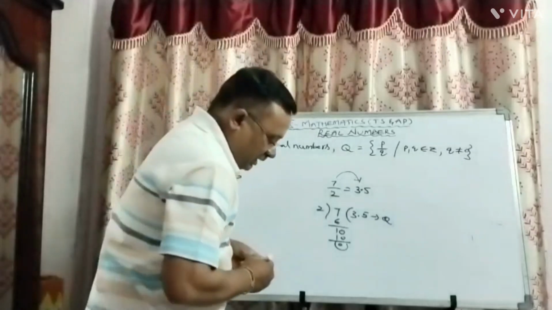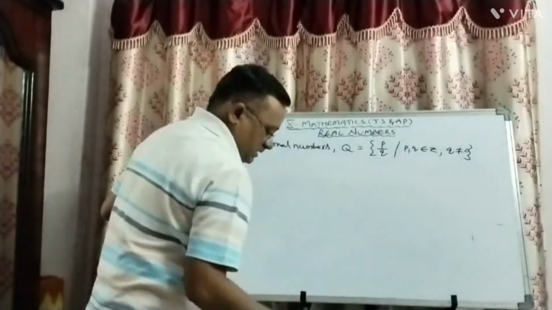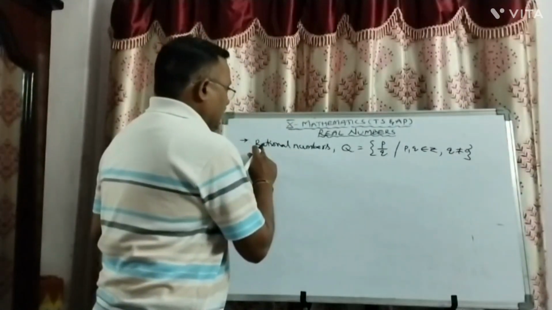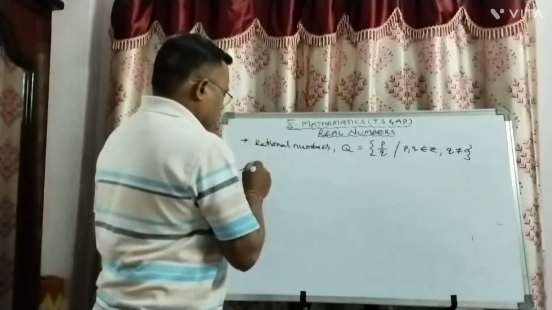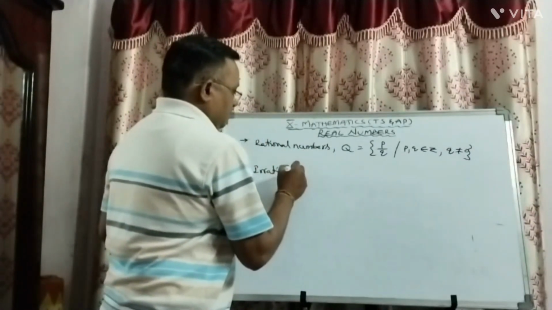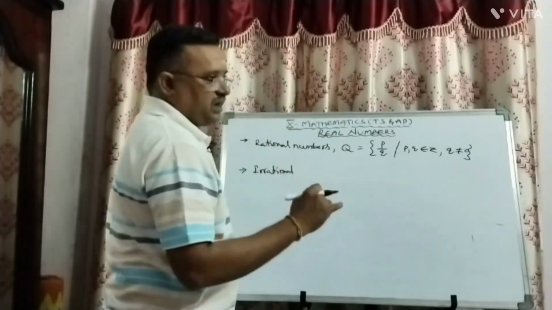Clear? Right. Along with this, the next one is irrationals. The numbers which are not rationals, which cannot be written in the form of P by Q, are called irrationals. Generally, we see in most English words, regular, and its opposite is irregular.